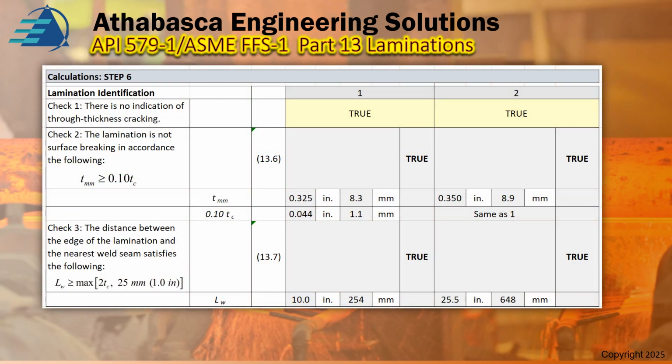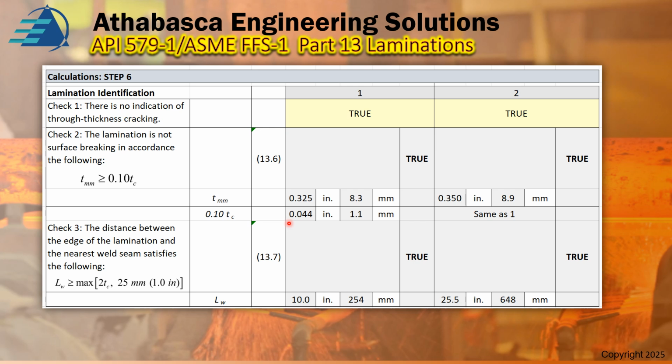In step 6, we do a few more checks. First, we check whether the inspector has found no indication of through thickness cracking whatsoever. The first answer is yes, so we can continue. Then there's another case where we look at whether the lamination is not surface breaking, in accordance with this equation. We take the Tmin, and it's got to be greater than Tc. That's equation 3.6, and the breakdown is shown here.